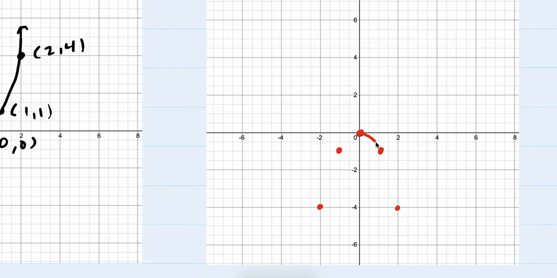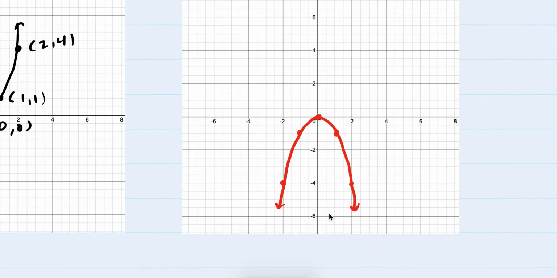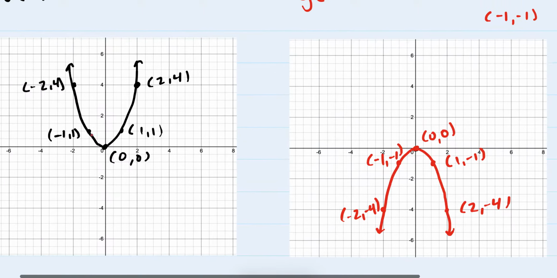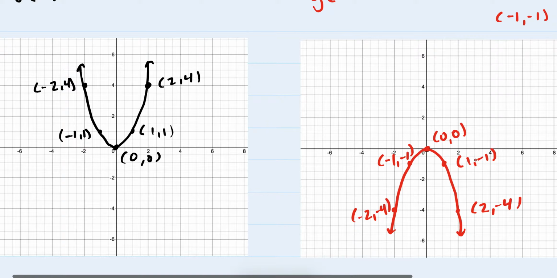So we can draw this graph now. Looks something like that. Sorry, I'm going to write the points beside the points here. So this is 1, negative 1. This is negative 1, negative 1. This is 2, negative 4. And this one is negative 2, negative 4. Let's compare these two graphs. What do you notice?